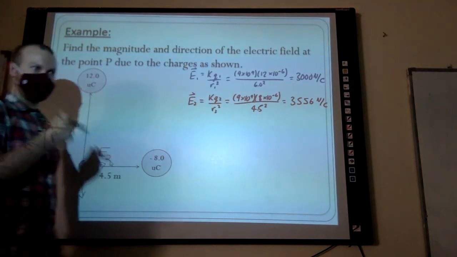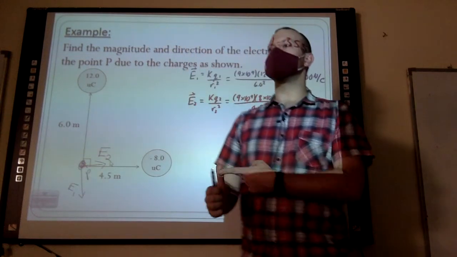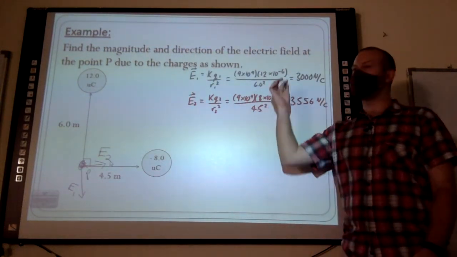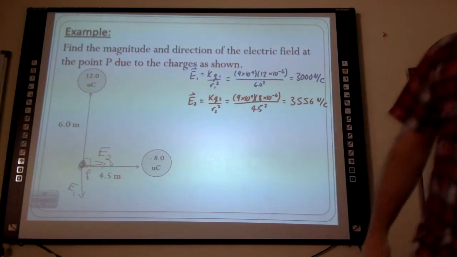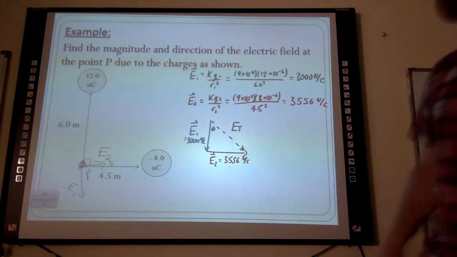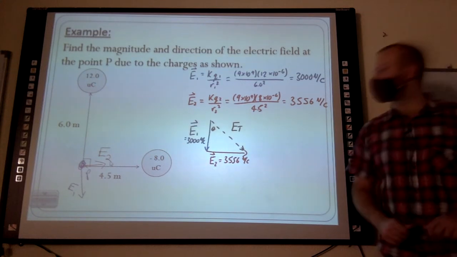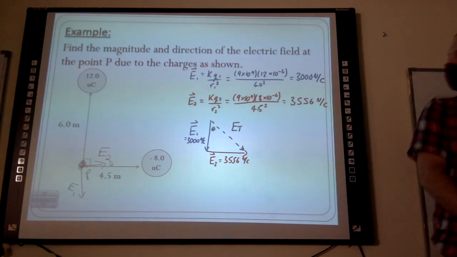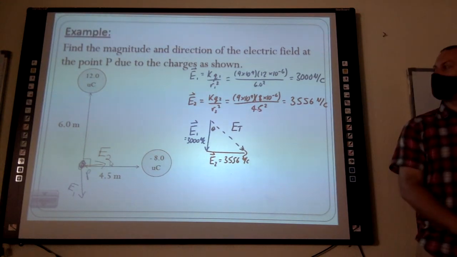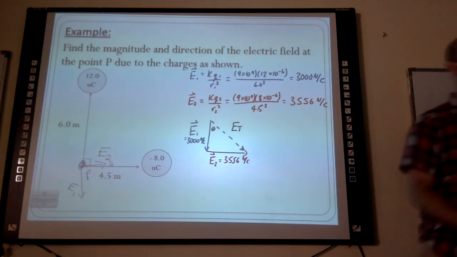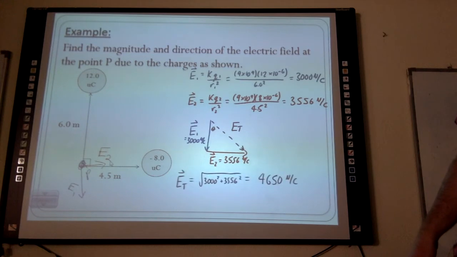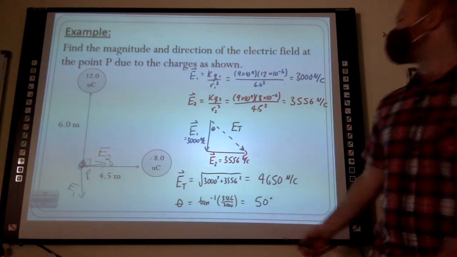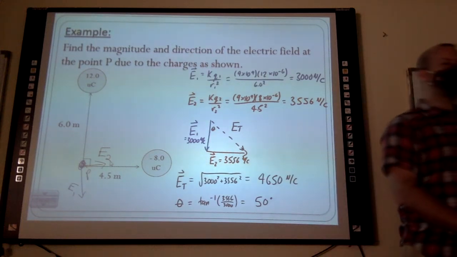So from this, we've got two vectors. We've got what the value of each of those vectors are. Let's add them like vectors. So here is adding these two things like vectors. We just need to solve for what's the total and get an angle. This you should be able to do pretty easily, using Pythagoras and tangent to get the angle.